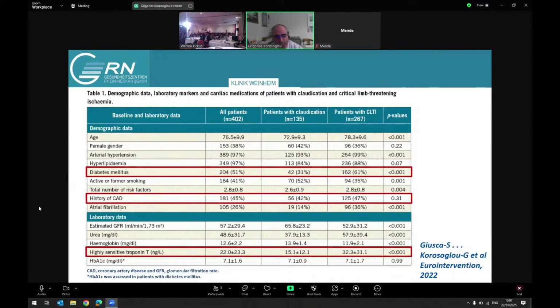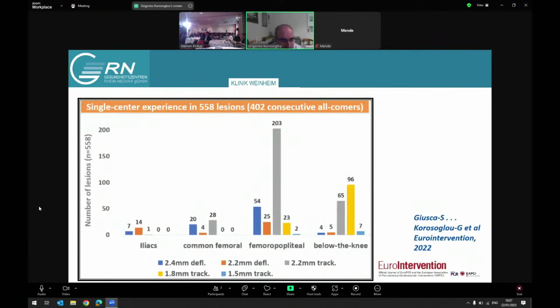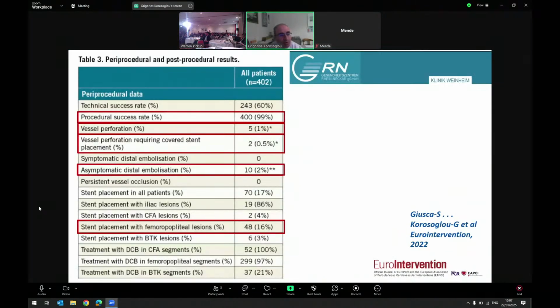Again, 1/3 about patients with lifestyle-limiting claudication, 2/3 with critical limb-threatening ischemia, and lots of femoral-popliteal lesions, but also lots of BTK lesions available with this cohort. Here you can see the distribution of the atherectomy catheter sizes. So, as expected, larger lumen atherectomy catheters with larger lumen vessels. And here is an overview of the success rates, which was very good.